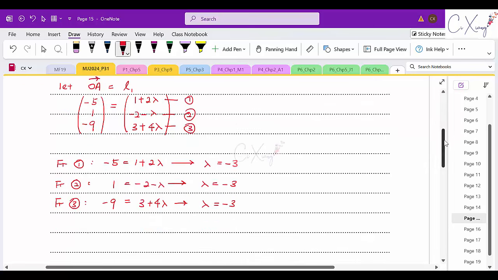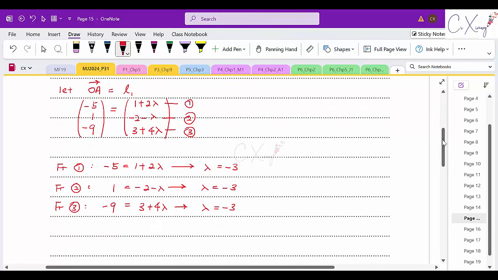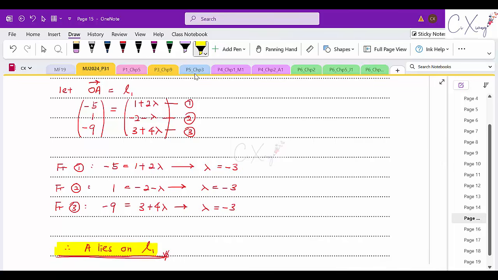Since you know that all the lambda have the same value when you compare the position vector of A with line number 1, therefore A lies on line 1. If the value of lambda is different, that means A does not lie on the line. Alright, so this is what we have for part C, and let's have a look at part D.